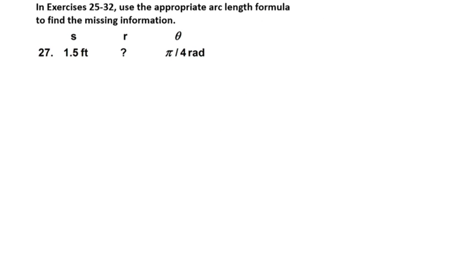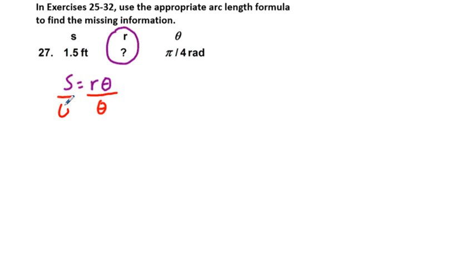Next, problem 27. Now this time we have R that is our unknown. We're trying to solve for R. But we're going to use the same formula. S equals R theta. But in this case, we're trying to solve for R. So to solve for R, we're going to have to divide both sides of this formula by theta.